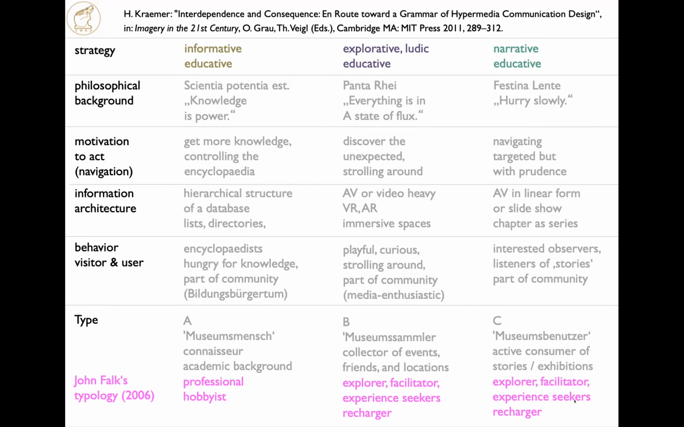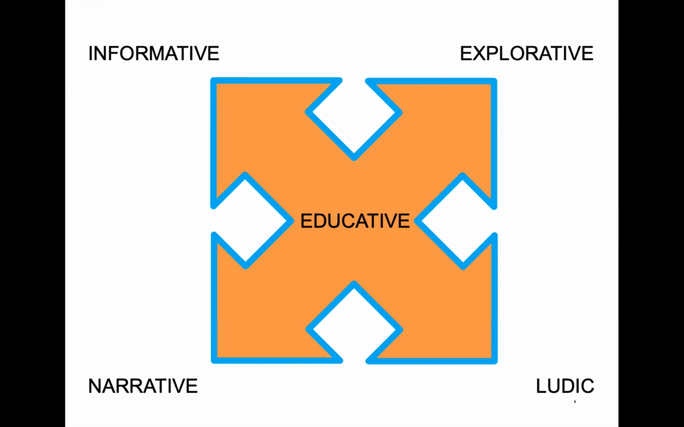I created three types of visitors: users, information architecture, and navigation. So depending on our need, we are all type A, B, and C at times. That means we are all connoisseurs, we are all collectors of events, and we are all active consumers of stories and exhibitions. And it's very interesting that the five types John Falk created in 2006 fit these three types. So informative, narrative, explorative, and ludic, all of these four can be educative. So we take educative out and focus on these four.